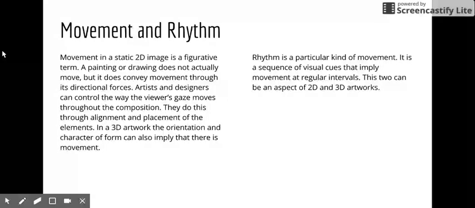In a 3D artwork, the orientation and character of a form can also imply that there is movement in space. So rhythm is a particular kind of movement. It is a sequence of visual cues that imply movement at regular intervals. So it's rhythmic, like music is rhythmic. And this can be an aspect of 2D and 3D artworks.